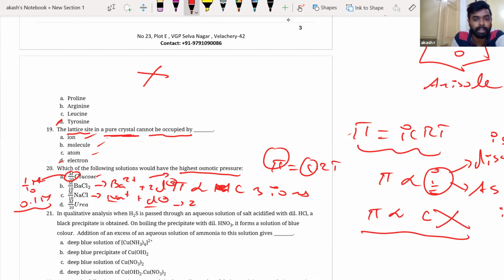All we have to look for is which is having maximum i. Maximum i will come when I have maximum number of ions produced. BaCl2 is producing 3 ions, but NaCl is producing only 2 ions. So definitely the i for BaCl2 will be approximately 3, but for NaCl, the i will be approximately 2. So definitely more i means more osmotic pressure. The correct answer is M by 10 BaCl2. I hope everybody gets this.